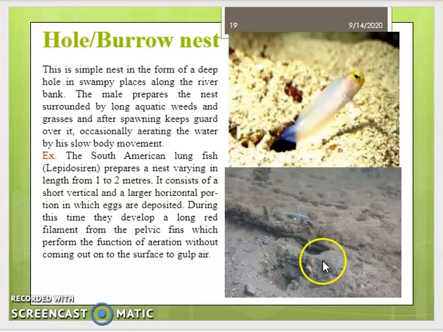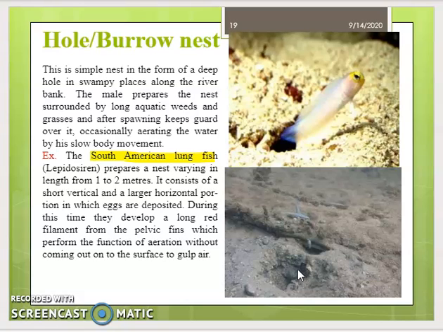This type of parental care is exhibited by the South American lungfish, the Lepidosiren, that prepares a nest varying in length from 1 to 2 meters, and it consists of a short vertical and a larger horizontal portion in which the eggs are deposited. During this time they develop a long red filament from the pelvic fin which performs the function of aeration without coming out to the surface to gulp air.